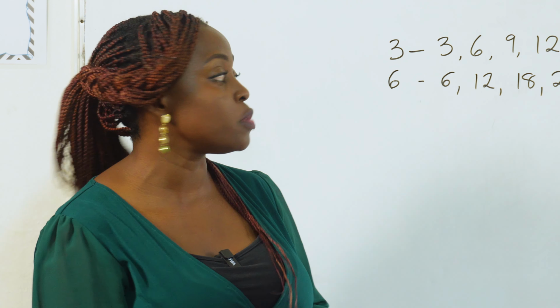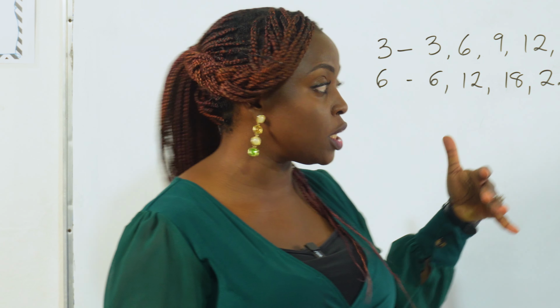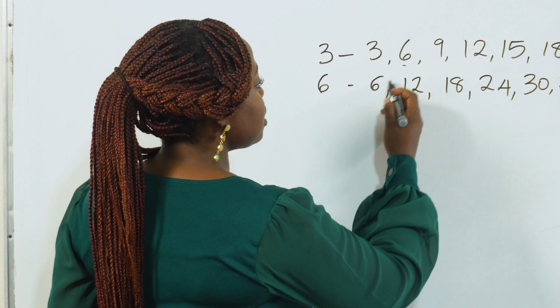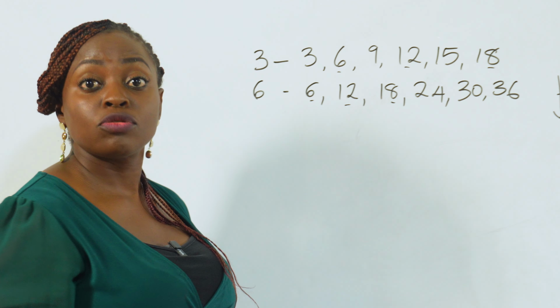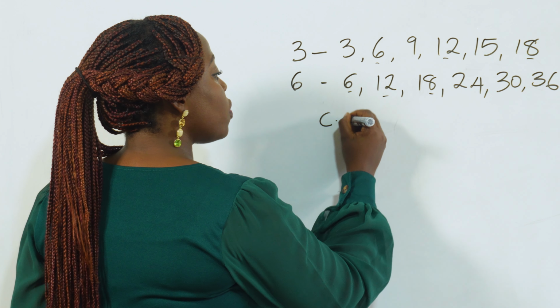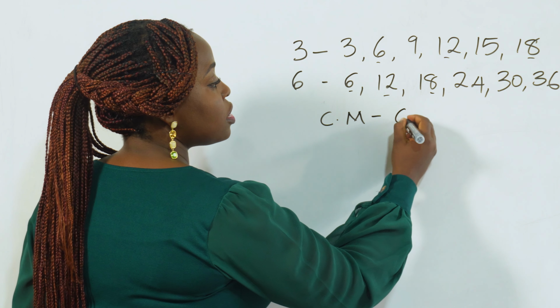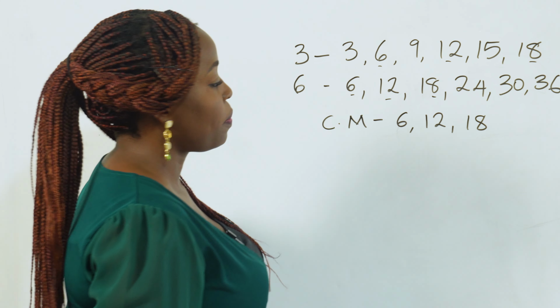Common multiples are multiples that can be found among the multiples of 3 and among the multiples of 6. I see a few, and I'm sure you do too. So I see 6, I see 12, I also see 18. So what we do now is we list our common multiples. So all the common multiples that we have found after listing are 6, 12, and 18.